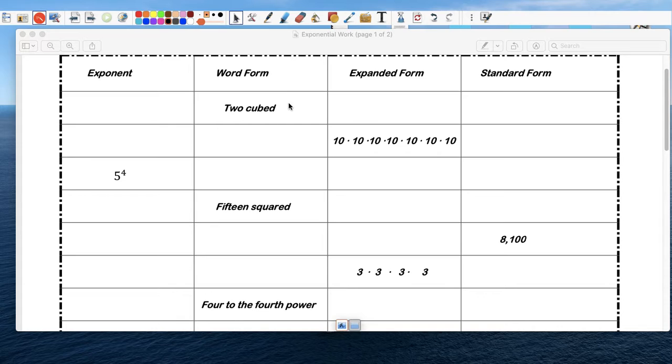Do I have more? Hang on a second, why is this not going up? Wait.